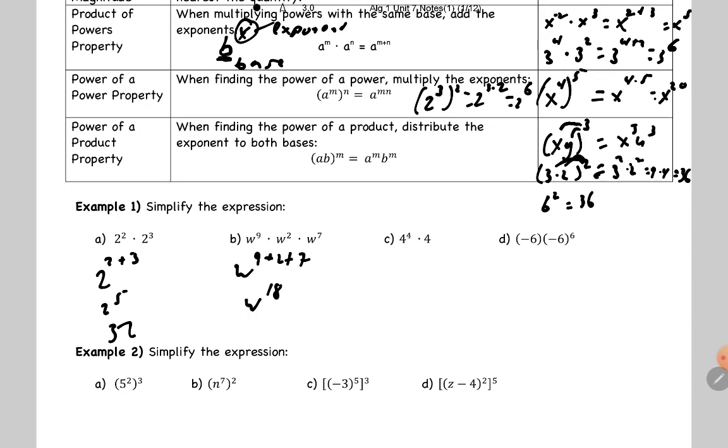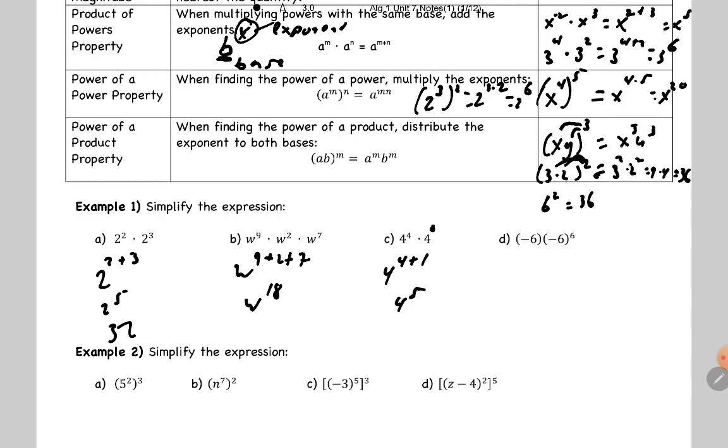Part C, 4 to the 4th times 4 to the nothing. Remember, this is actually 4 to the 1. So this is 4 to the 4 plus 1, which is 4 to the 5th. So remember, anything to the first power is itself. If you have 4 without a number, that is 4 to the 1. The reason why it's not 0 is because 4 to the 0 is actually 1. Anything to the 0th power is 1.